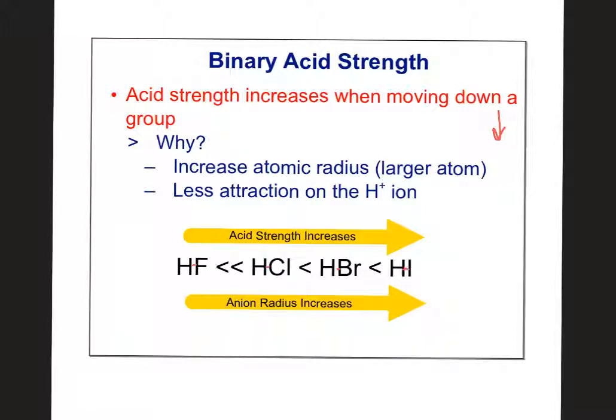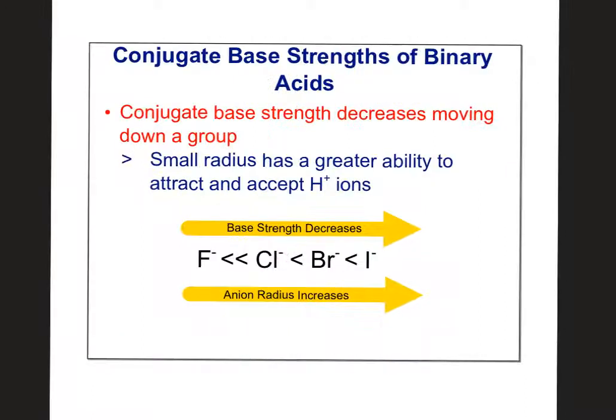So iodine is a much bigger element. That H pops off way easier on HI than it does on HF, so HI is much stronger. We already kind of talked about the conjugate base, so these are the leftover pieces after that H is donated. The base strength decreases moving down. Why? Because as the anions get bigger and bigger, that allows it to attract and accept the H+ ion. And it's kind of just, again, that opposite: the stronger the acid, the weaker the base.